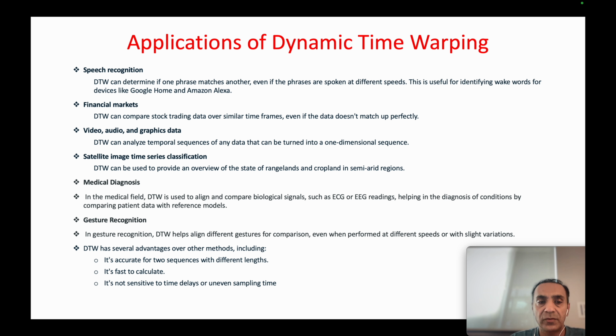In gesture recognition, DTW helps align different gestures for comparison, even when performed at different speeds or with slight variations. DTW has several advantages over other methods, including it is accurate for two sequences with different lengths, it is fast to calculate, and it is not sensitive to time delays or uneven sampling time.